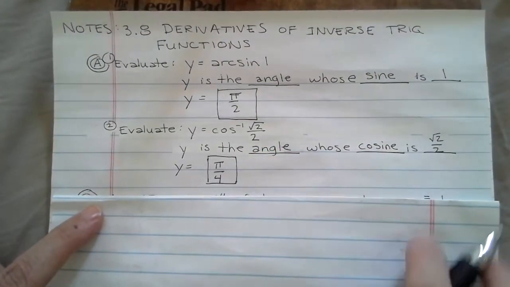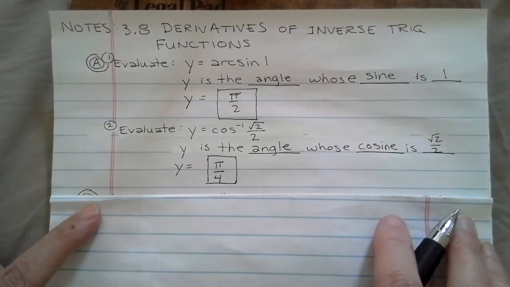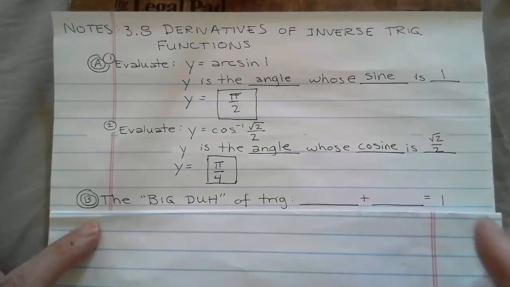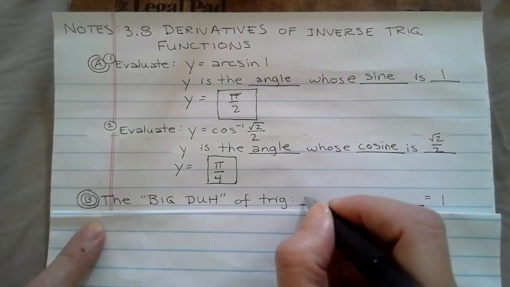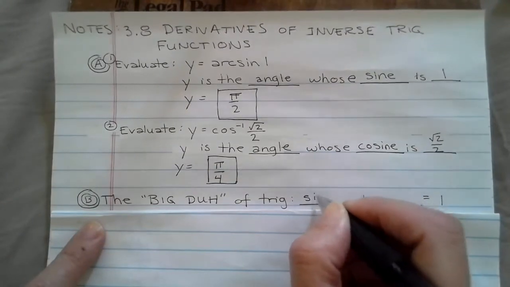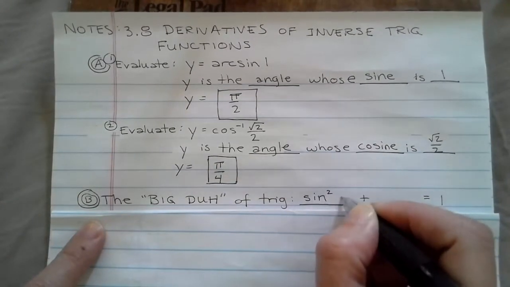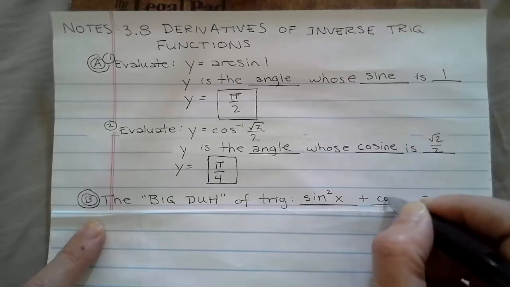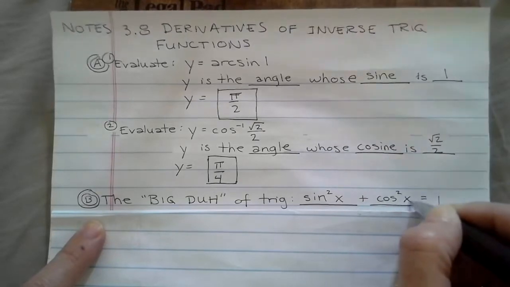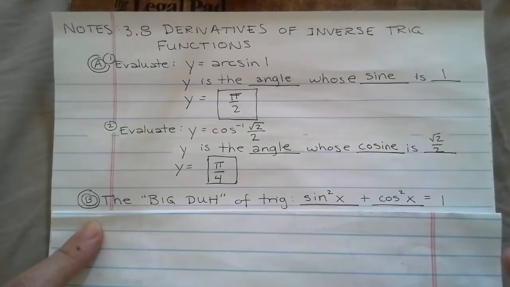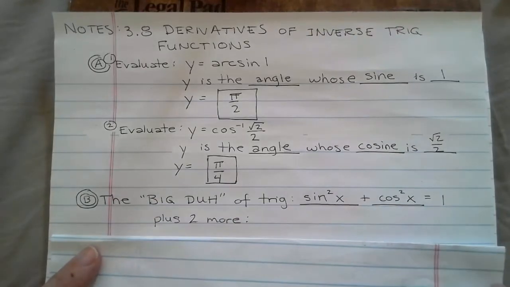Okay, the second thing that we need to be familiar with to be okay with this section is what I call the big duh of trig. I know that's not really very professional, but this is the idea that the sine squared of any angle plus the cosine squared of that same angle, no matter what it is, is equal to 1. And there are two more.